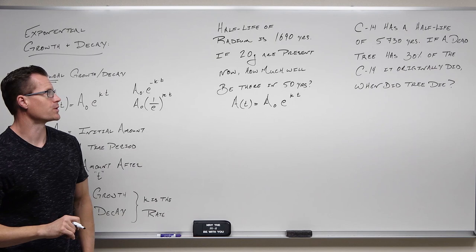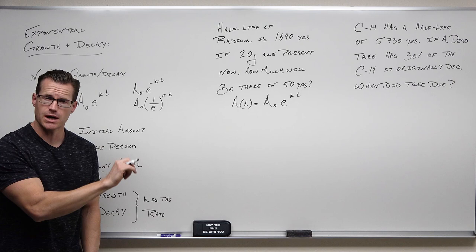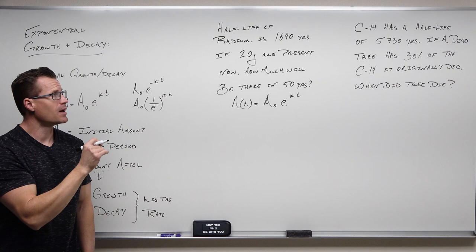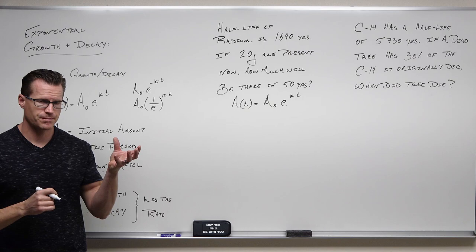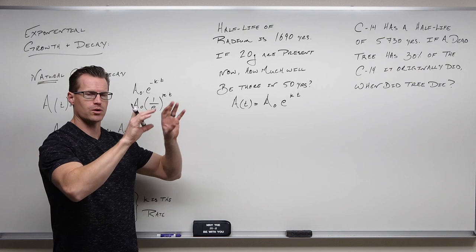Now, half-life. Here's what that means if you're not familiar with it. What half-life means is there will be half of whatever you start with after a certain amount of time. For radium, there will be half of it after a certain amount of time, and that time is 1690 years. So if you started with 100 grams of radium, after 1690 years, there would be 50 of it left. The other 50 will have radiated away. And that's what radiation does. These particles emanate from whatever substance that is that's radioactive.